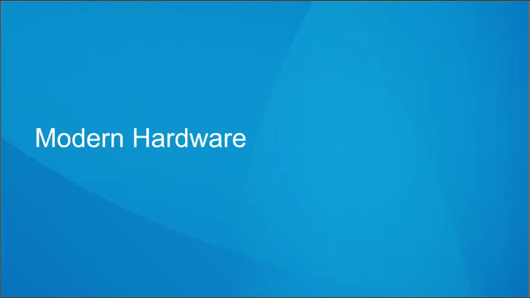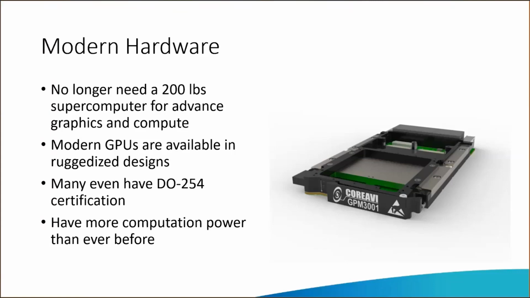So let's talk a little bit about modern hardware. What is modern hardware doing right now to assist us with this problem if we want to, for example, process LiDAR data in real time? Well, one of the big benefits of modern hardware is that it's no longer a 200-pound supercomputer. It's available in ruggedized form factors like VPX and XMC, meeting open standards for sensors, that type of thing. And there are options for DO-254 certified hardware available today as well.